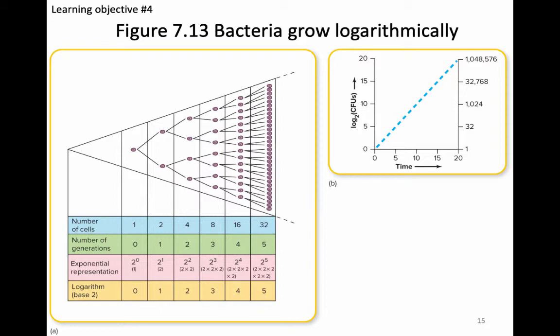So representing this data on a graph is usually done like the graph in B, where on the x-axis we have time, and on the y-axis we have number of cells, and the number of cells is shown on a logarithmic scale. So where we are at 5, this is actually the 5th generation. So we are taking 2 raised to the exponential 5, which is equal to 32.